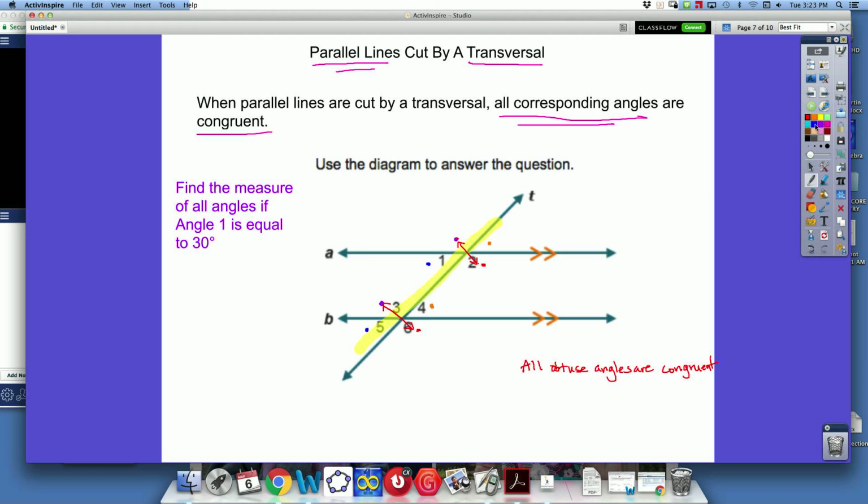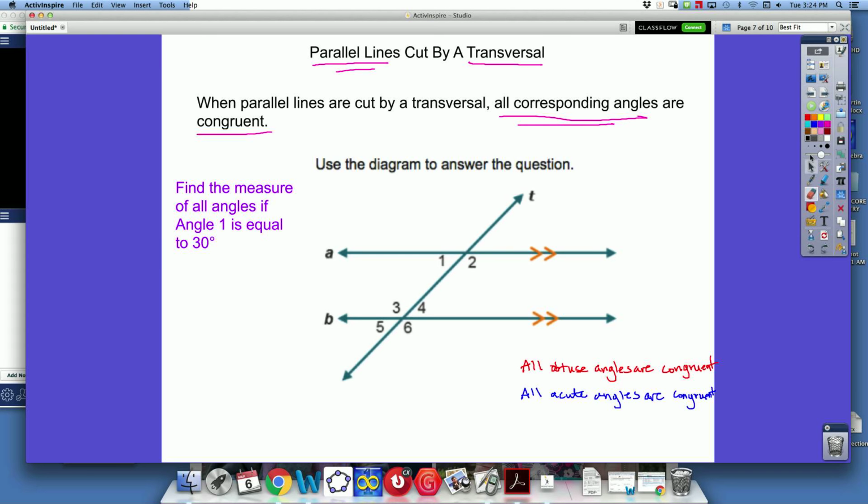And the same goes the other direction. My blue and my orange here are vertical angles, so they're congruent. And that means my blue and my orange angles here are also congruent. So that also means all acute angles are congruent. So basically, that means if you know one angle in all this diagram, we automatically know everything else.